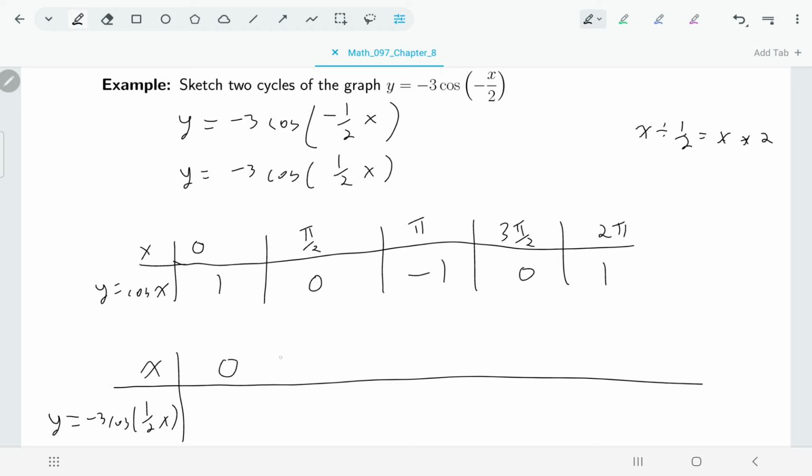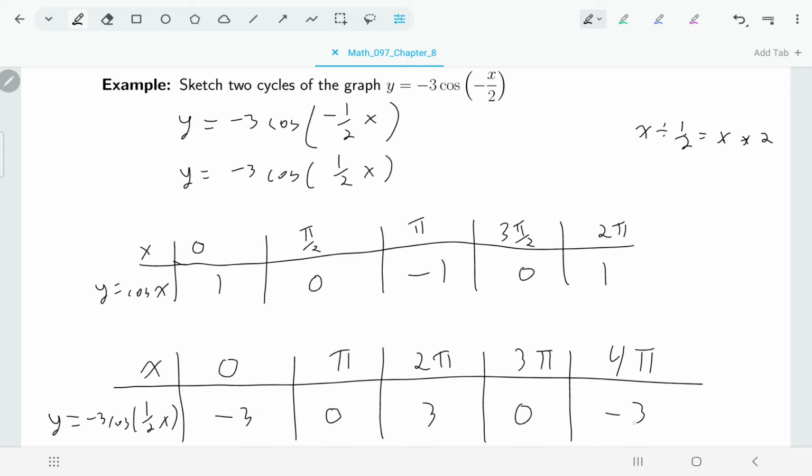So for my new x values, I'll take the old ones and multiply them all by 2. 0 times 2 is 0. Pi over 2 times 2 is just pi. Pi times 2 is 2 pi. 3 pi over 2 times 2, the 2's will cancel, leaving 3 pi. And then 2 pi times 2, that'll give me 4 pi. For the y values, I'm going to take all of the y values I originally had and multiply them all by -3. So I have -3, then 0, then 3, then 0, then -3.